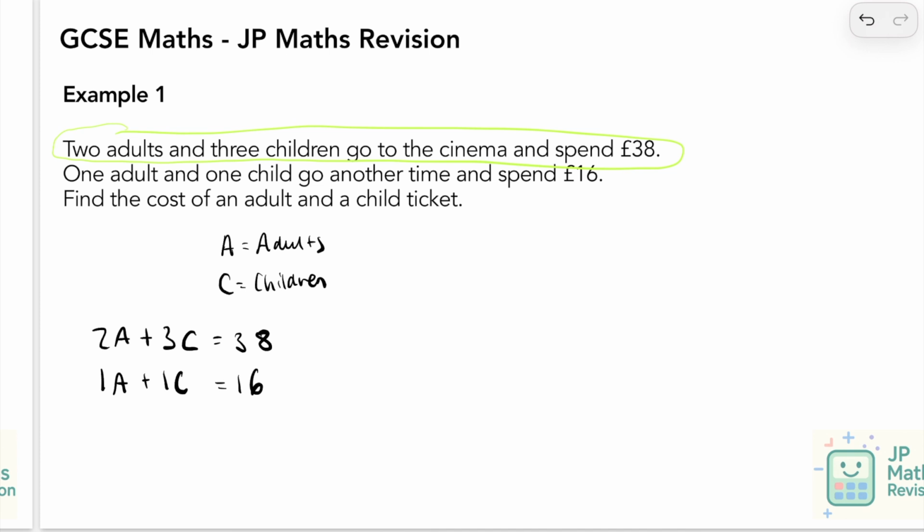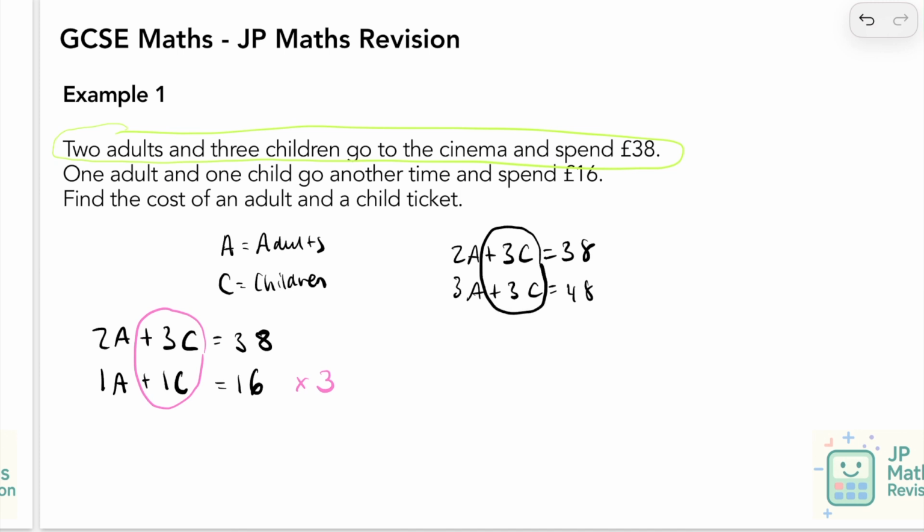So to solve these, we need to get a term the same in both equations. So if we focus on the C's, I would need to times this one by 3 in order to have them both be 3C's. So if I do that, the top one stays the same. So 2A plus 3C equals 38. And then 3A plus 3C equals 48. So we're going to use the rule same sign subtract. They're both positive 3C's, so I'm going to subtract.